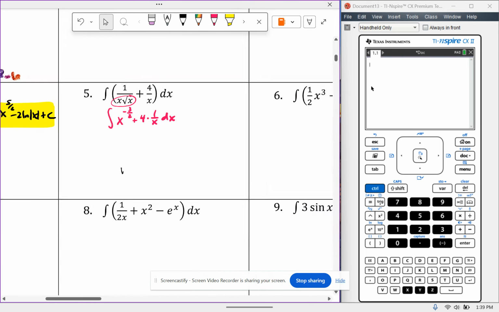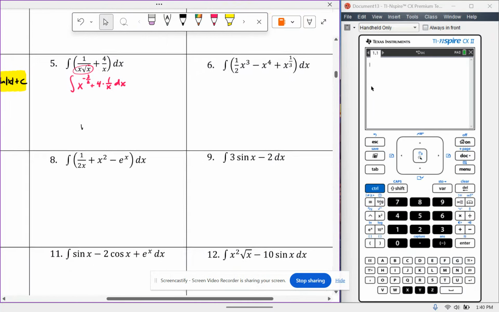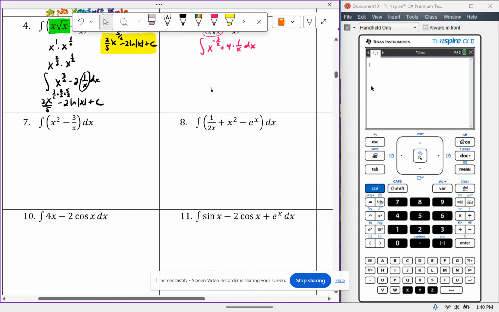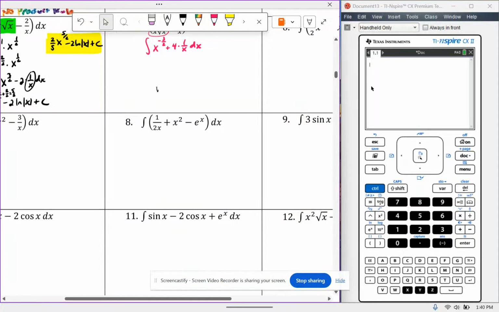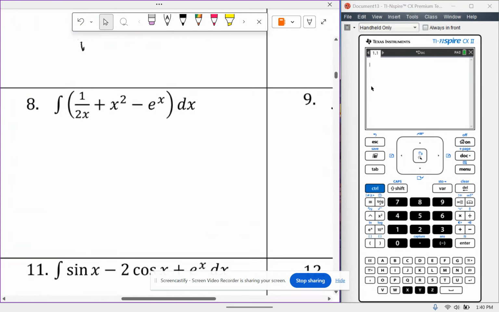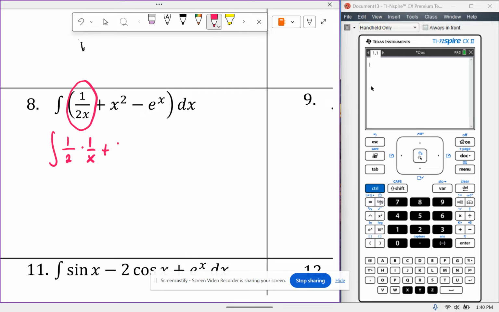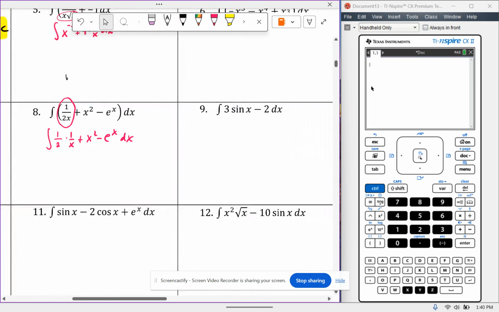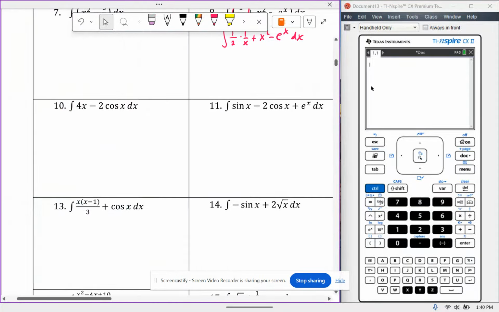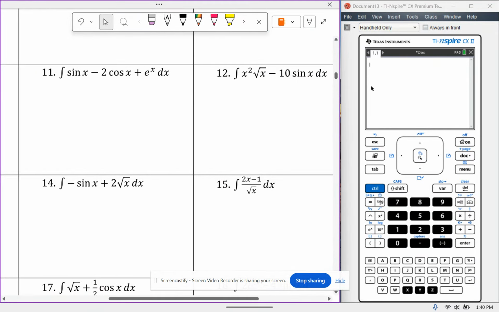Let me see if there are any other ones that were hard to do. Maybe on 8, let's look at 8. This thing right here, what is this algebraically equivalent to? That, right? Does that help you? You're just looking for the rewrite. All right, so you would keep going with that one. The next one, these are just piece by piece, no problem.